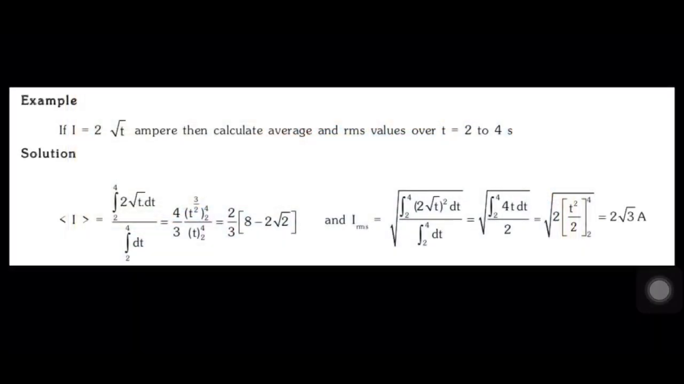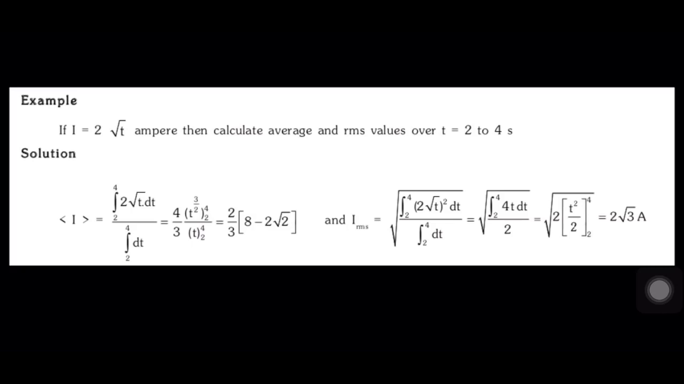So this is the first question. Let's discuss the first question. I'm showing you the question as well as the answer together at the same time, just to save time, so that we can do a lot of problems within this 1 hour. The question is, if current equal to 2 root t ampere, then calculate the average and RMS values over t equal to 2 to 4 seconds.